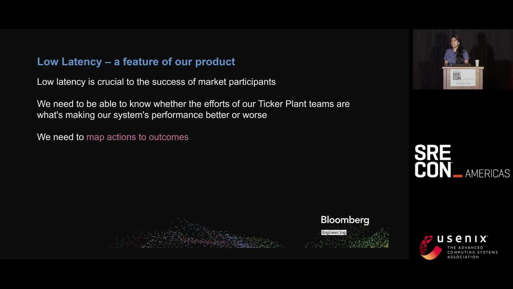You know, sometimes there is a sentiment amongst SREs that outages get a lot of attention. They're spoken about. But when things are going well, we're generally doing our job well. It just gets swept under business as usual. It's slightly different for us when it comes to latency, especially, because low latency is a feature of our product. Our clients care deeply about low latency because ultimately it's crucial to their success. So having established that clients care about it and that Tickleplant's latency affects Bloomberg's latency, at any given point in time, it's important for our team to know whether the work that we're doing is making Bloomberg's performance better or worse.